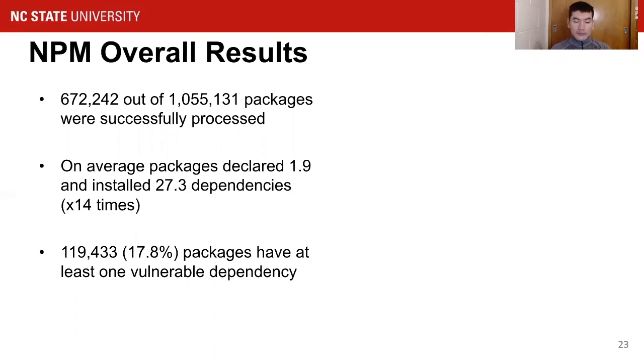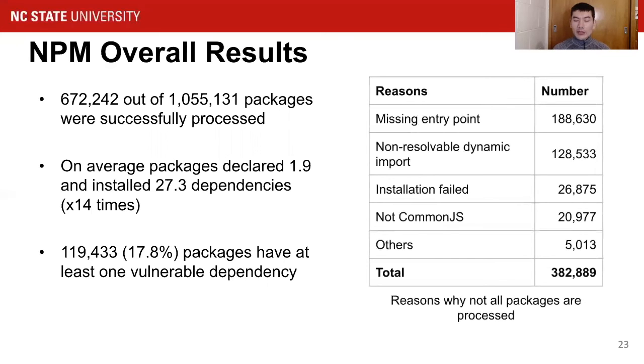Overall, we were able to successfully process 672,000 packages out of more than 1 million packages. On average, packages declared almost 2, but installed 27.3 dependencies, which is almost 14 times more installations than declared dependencies. And almost 18% of all the packages have at least one vulnerable dependency, according to Snyk database. So on the right-hand side table, you can see the reasons why we couldn't process all the 1 million packages.